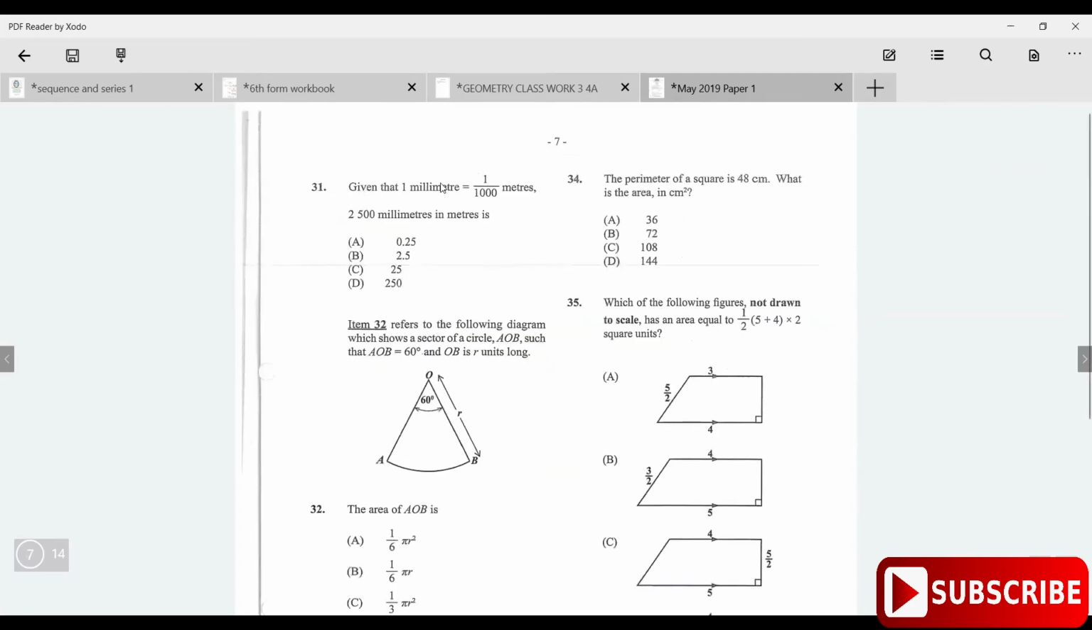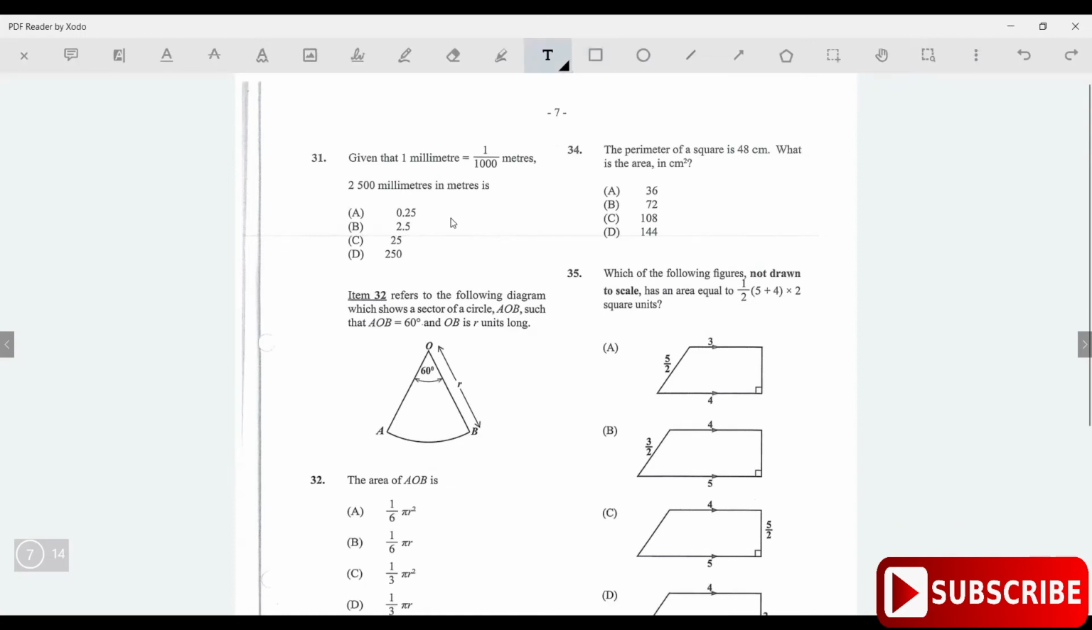All right, question 31 says, given that 1 millimeter is 1/1000 meters, what is 2,500 millimeter? So to get 2,500 millimeter in meter, we just have 2,500 divided by 1,000. That's going to be 2.5. Easy question.